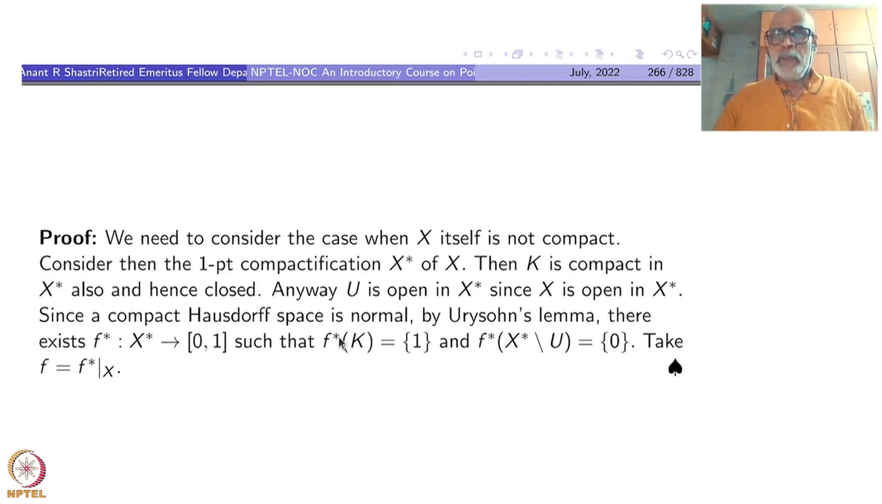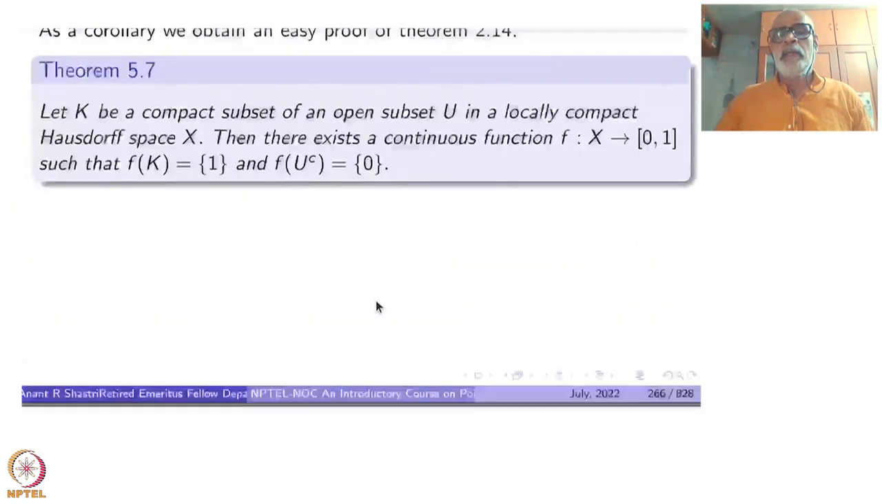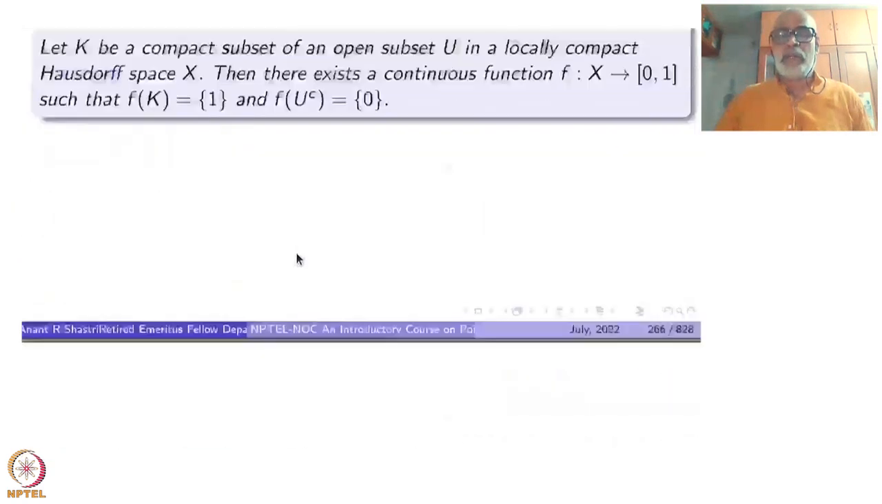Things which cannot be solved inside an arbitrary space, you can go into the compact space, solve it, and come back. This is just a small illustration of that. In any case, this theorem itself we had proved directly in 2.14.